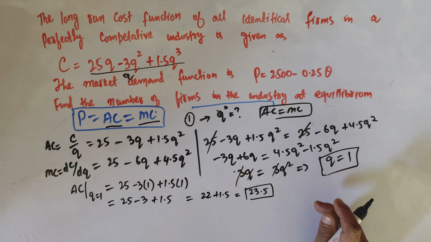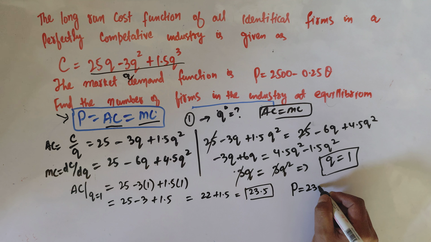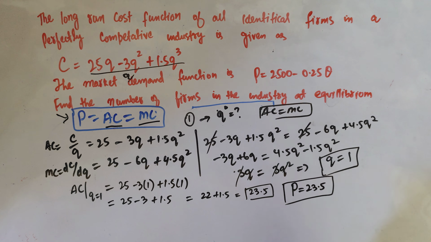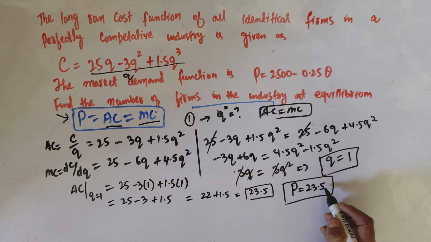This is our average cost, and we know that in case of perfect competition in the long run, price should be equal to average cost. So the price will be equal to 23.5. Now, what is the total output produced in this industry? Simply plug P = 23.5 into the demand function and we will get the total output of the industry. So in place of P we have 23.5.